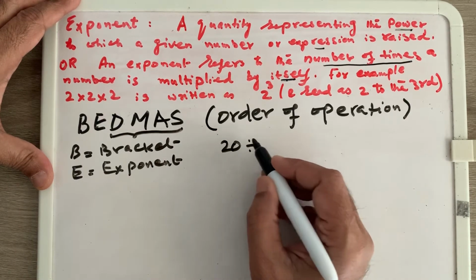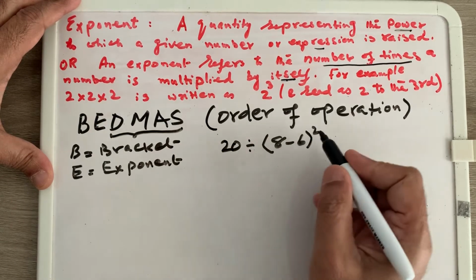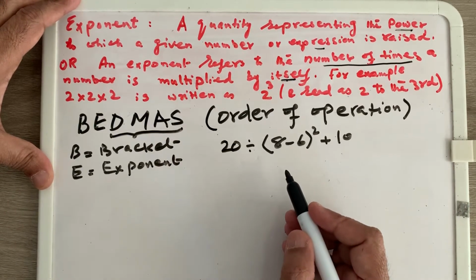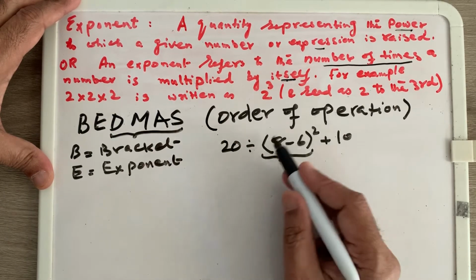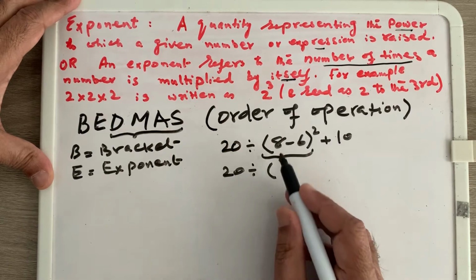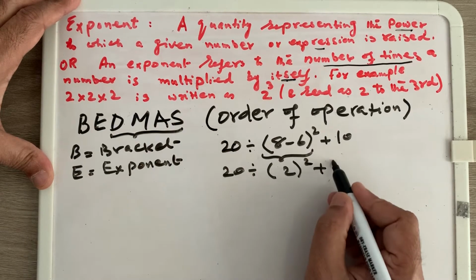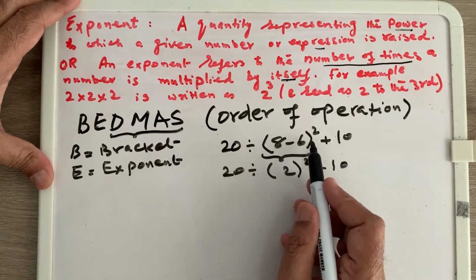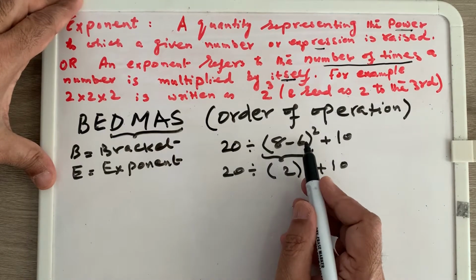So for example, we can take an example that if we have something like this, what do we have to do with respect to BEDMAS, right? BEDMAS says bracket first. So we have to give our attention to this thing first. We don't touch anything else; we keep everything as it is. 8 minus 6 is 2, and 2 whole square plus 10. So we first try to solve the bracket. Bracket, or parenthesis, right? 8 minus 6 is 2.